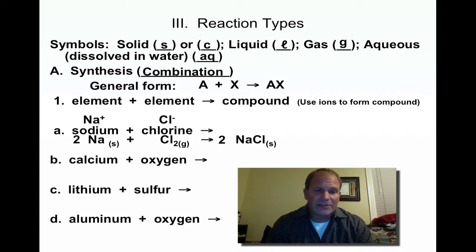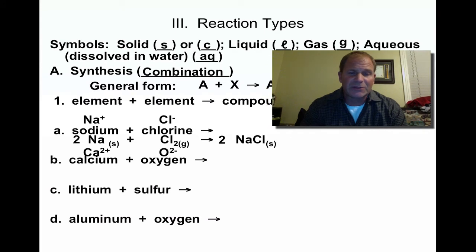My next one, calcium and oxygen. Calcium's in group 2, it's a +2. Oxygen's in group 16, it's a -2. They come together in a 1-to-1 ratio. I go back to my reactants. Calcium can stand alone. Oxygen is diatomic. So I just balance it.